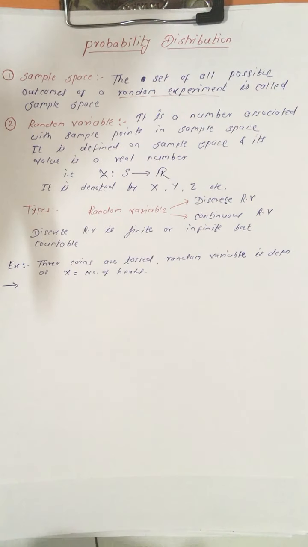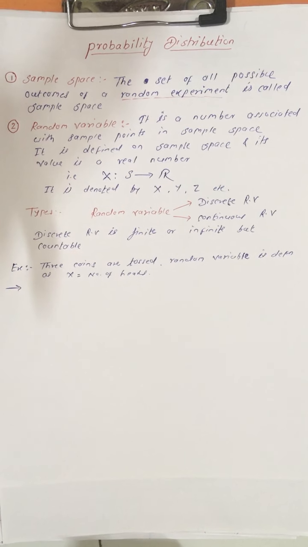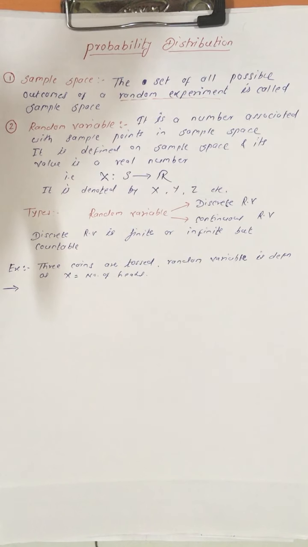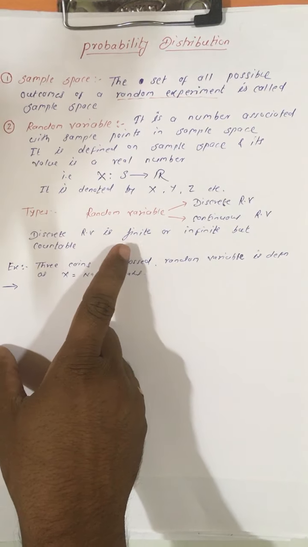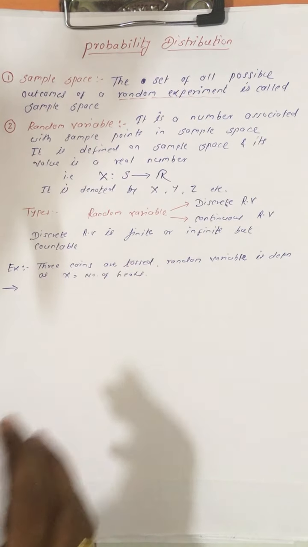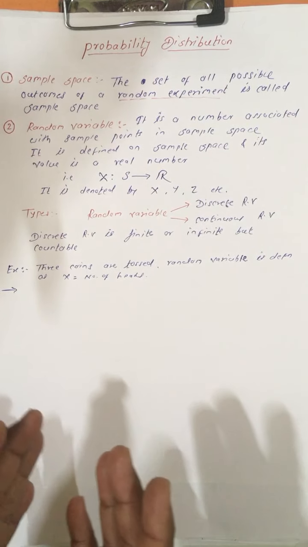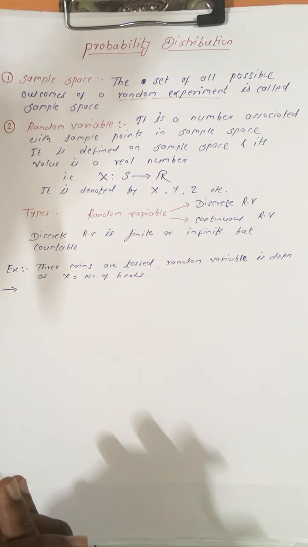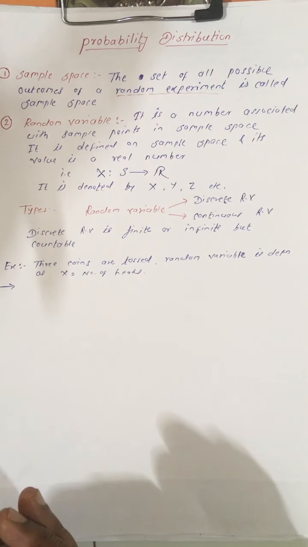There are two types of random variable. First, discrete random variable and second, continuous random variable. First, we see the discrete random variable. What is a discrete random variable? A discrete random variable takes values that are finite, or infinite but countable. That is, integers like 1, 2, 3, 4, minus 1, minus 2, minus 3. We can count these numbers easily. And in the second part, we will see the continuous random variable.